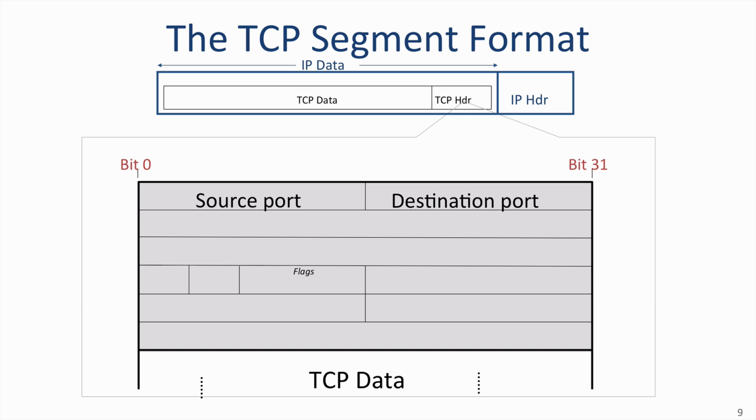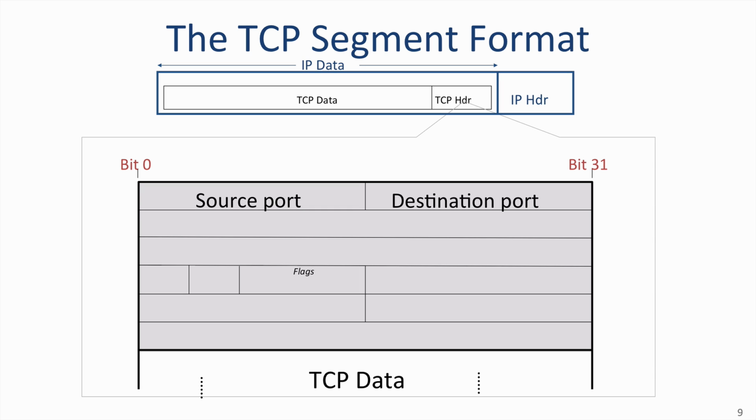The source port tells the TCP layer at the other end which port it should use to send data back again. In our example, when host B replies to host A, it should place host A's source port number in the destination port field so that host A's TCP layer can deliver the data to the correct application.